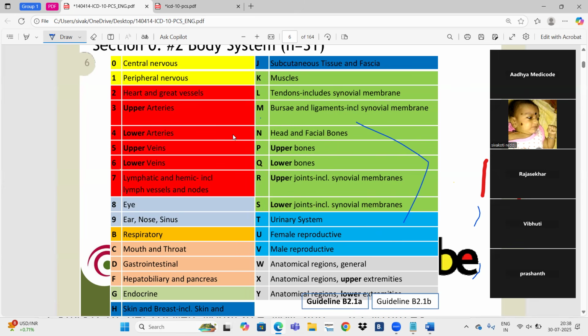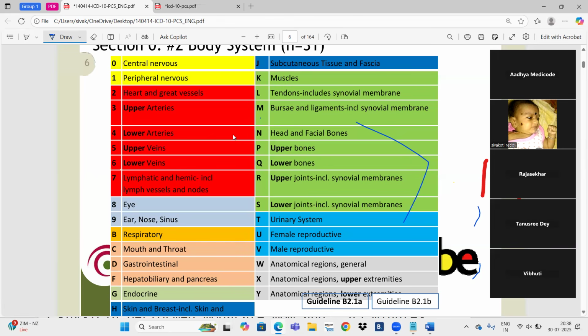Here they are saying clearly bone or joint. Then you need to go with the more specific body system, bone or joint. So knee comes under joint. Which joint? Here you have two joints, lower and upper. Which joint will we get? Lower joint.